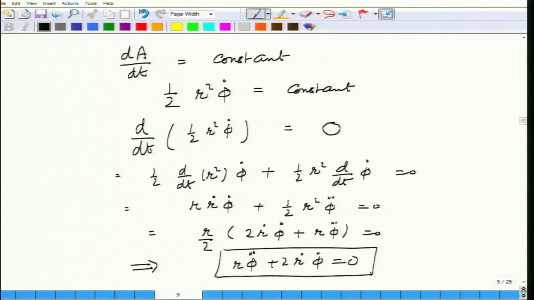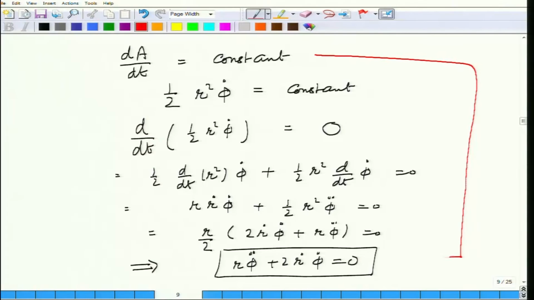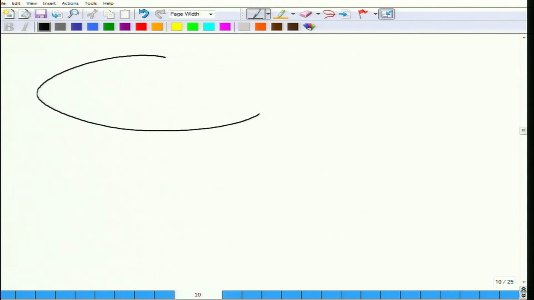Notice that this is the expression for the tangential component of the acceleration. So Kepler's second law is equivalent to the tangential acceleration being 0. Let us see it in figures. This is a planet which is going around. This is the sun.